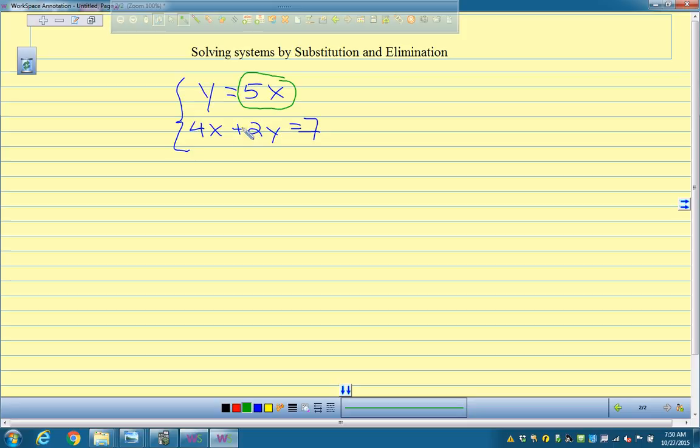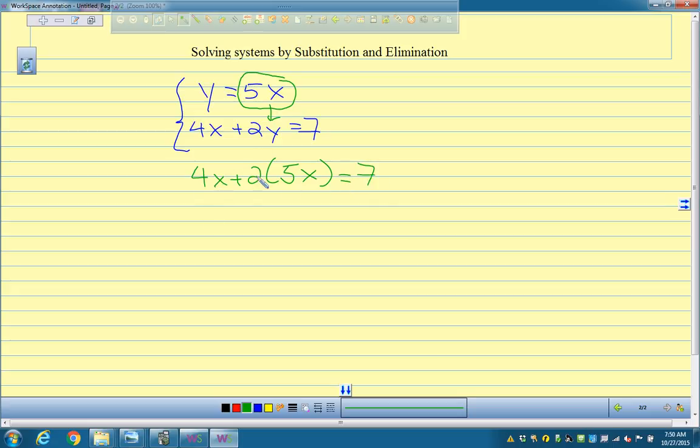What you're trying to do with both of these, the elimination method and the substitution method, is get rid of one of your variables, because you could solve an equation that has one variable, but it's impossible to solve an equation that has two variables and come up with one solution, okay? So basically I just take 5x and I plug it in everywhere I see a y, and I get 4x plus 2 times 5x equals 7, and then what?